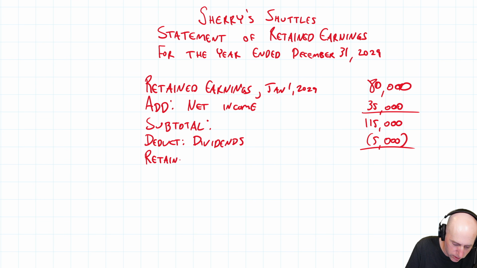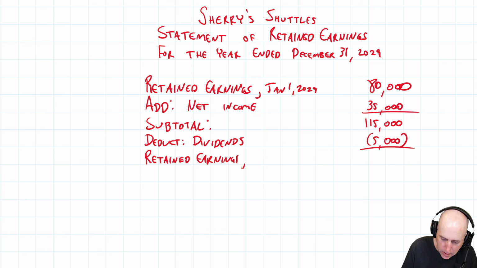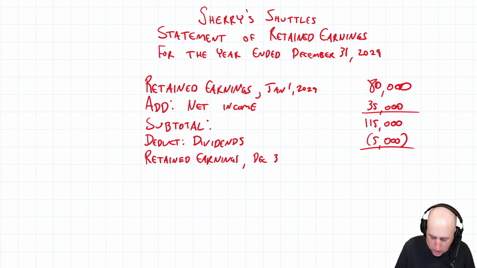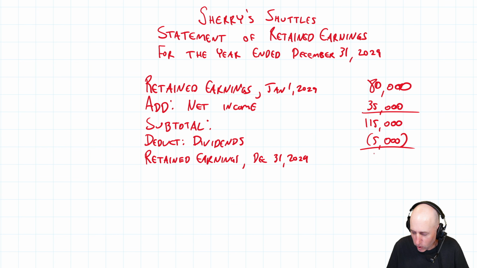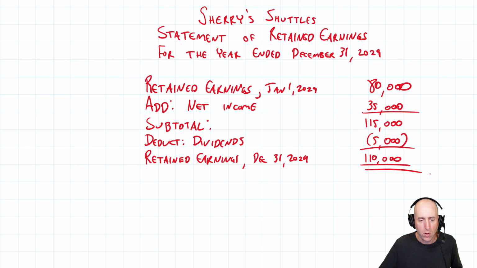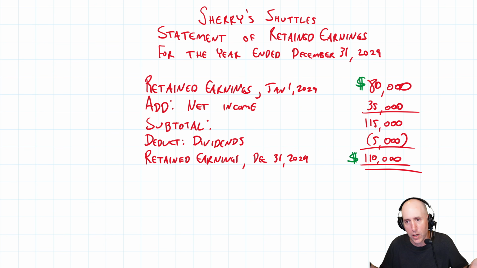Here we write retained earnings and a date. Now what is the end of year date? Well, it's the date of the statement for the year ended. So the end of the year is December 31st, 2029. 115 minus 5 is $110,000. Now, like we did with the income statement, we put dollar signs. We put dollar signs at the top of each column. In this case, there's only one column, so the top of the column, and a dollar sign beside anything double underlined. So our statement of retained earnings gets two dollar signs, one at the top, one at the bottom. And there we have it, a beautiful statement of retained earnings.